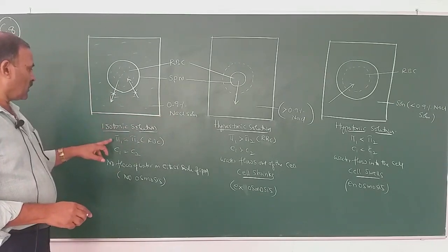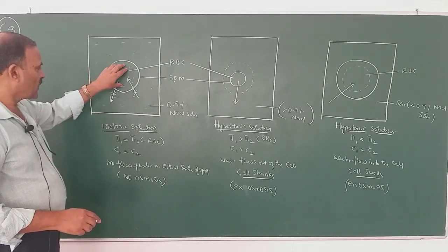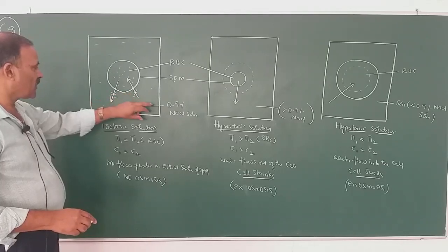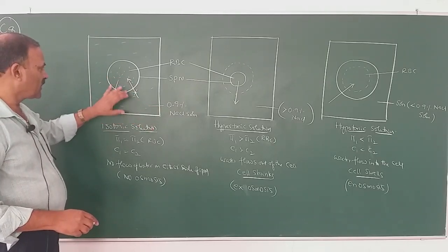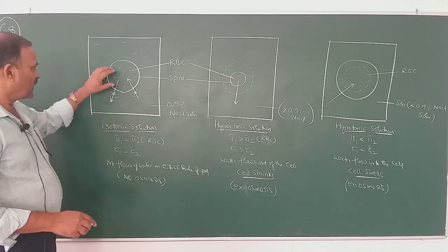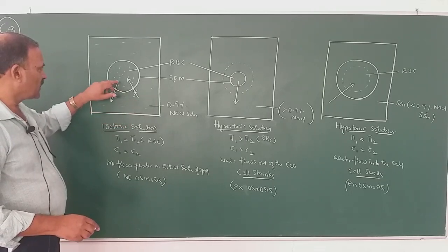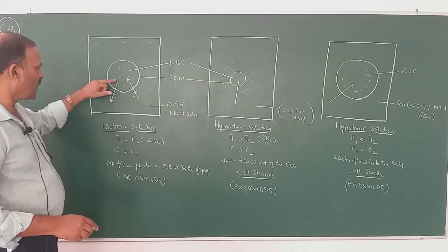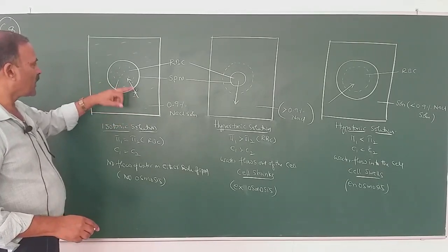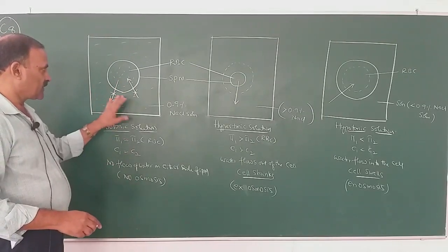So the osmotic pressure of RBC fluid and the osmotic pressure of this normal saline are one and the same. Their molar concentrations are the same. When this cell is placed in 0.9% solution, there will be no flow of solvent outside the cell or into the cell, and that means no osmosis.